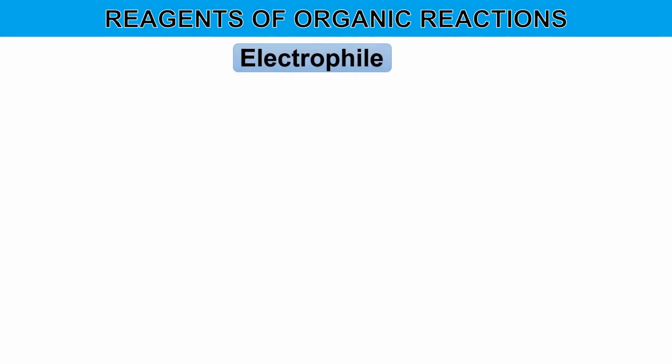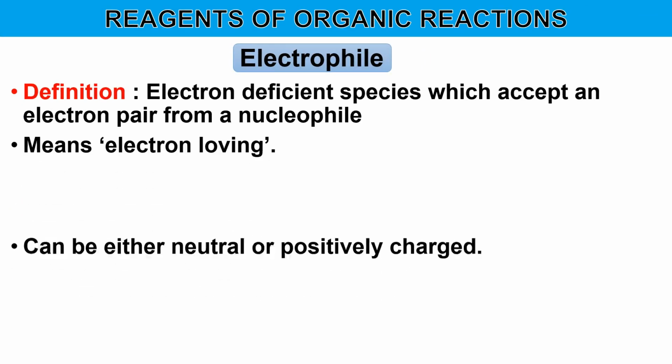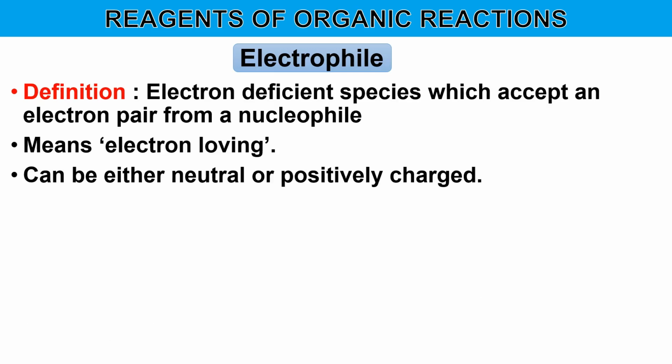Reagents of organic reactions. Electrophile. An electrophile is an electron-deficient species which accepts an electron pair from a nucleophile. It means electron-loving. An electrophile can be either neutral or positively charged.